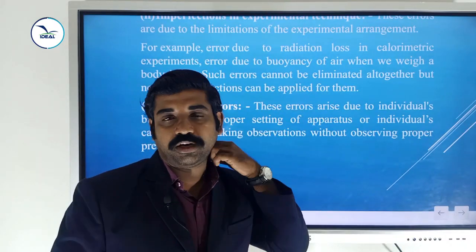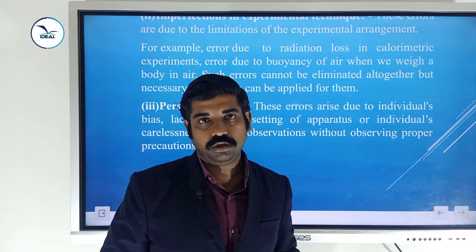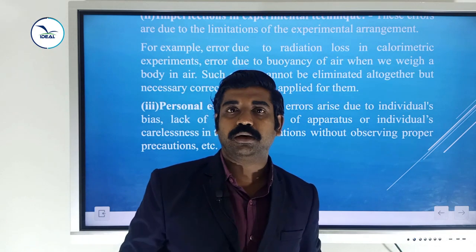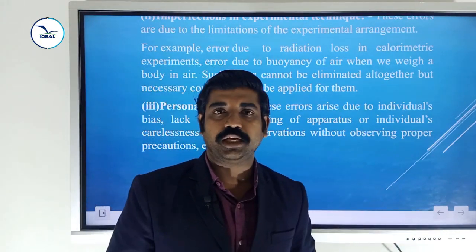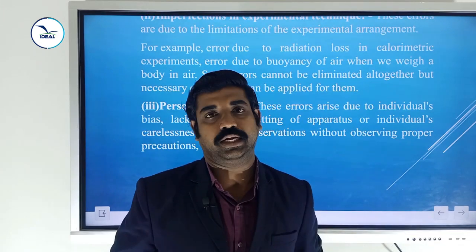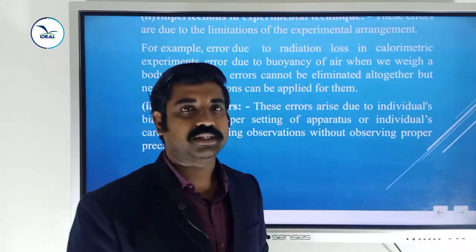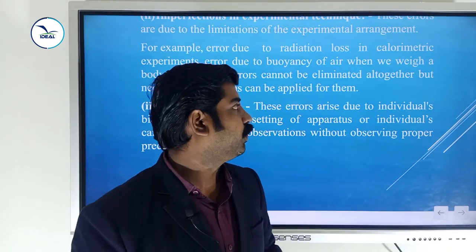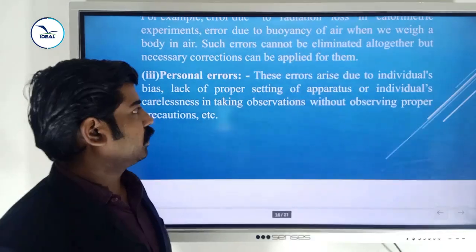Calorimetric means, if we are measuring the body temperature, what are we usually doing? We are putting our thermometer into our armpit. Actually, that body temperature is not correct. That is the experimental error. We can consider that an experimental technique error. Likewise. So, next one, personal error.